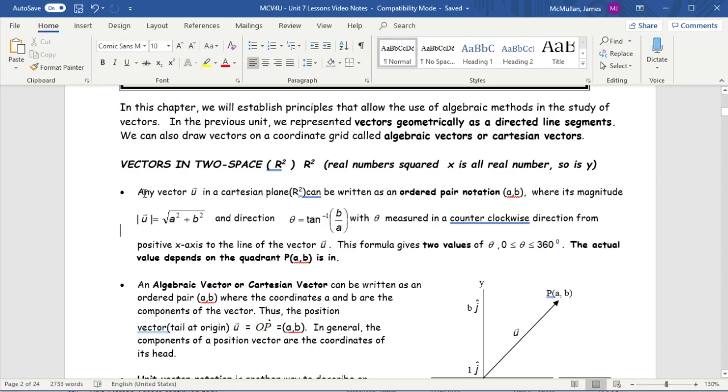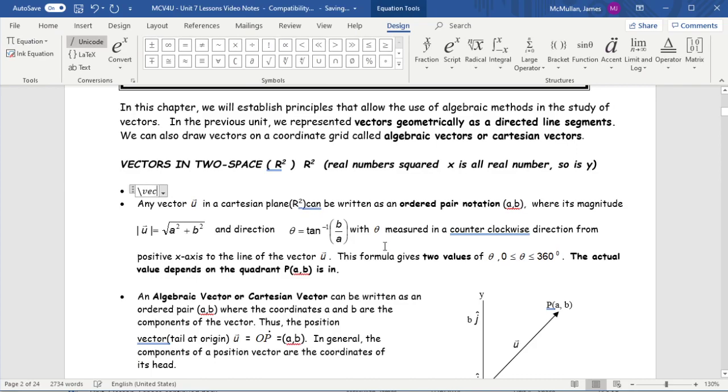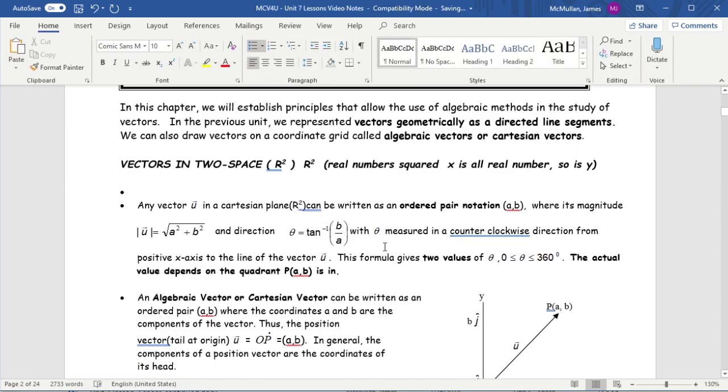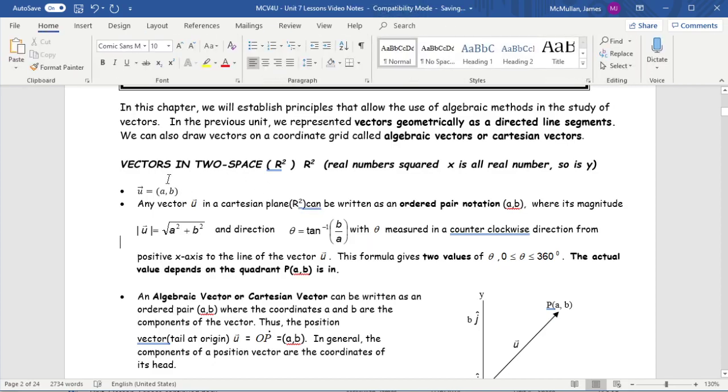So vector u is equal to (a, b). And what this means is the vector could be described as a units to the right and b units up. And of course, if a and b are negative, then it would be left and down, and so on. Okay, it has a direction. The nice thing about this is you can always find its direction pretty easily.